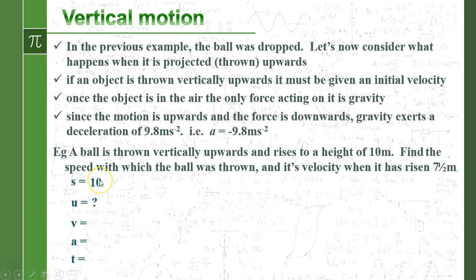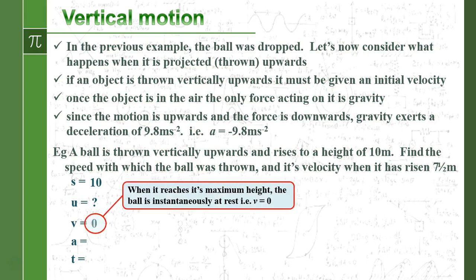Now, when displacement is 10, it's at the top of its flight, and it's instantaneously coming to rest. Imagine the ball is going up, it's slowing down, it's slowing down, it's slowing down, then it gets to the top of its flight. For a fraction of a millionth of a second, it has got a velocity of 0, and then it starts moving downwards. So the key idea here is that the velocity at its maximum height is instantaneously at rest, so velocity is 0.